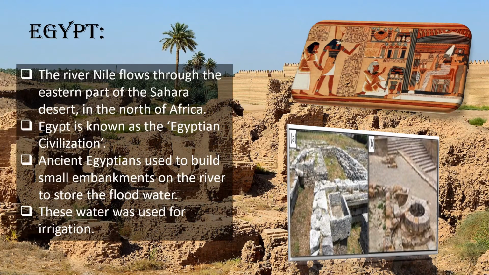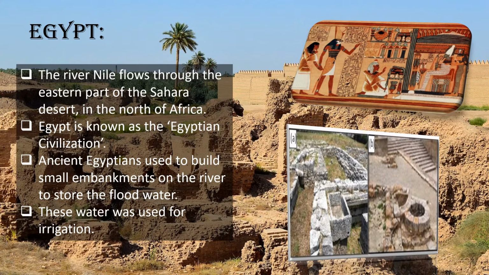Let's learn about Egypt. The river Nile flows through the eastern part of the Sahara Desert in the north of Africa. One of the ancient civilizations flourished along its bank. It is known as the Egyptian civilization. The Nile gets flooded every year. The land along its bank has become very fertile because of the flood deposit.